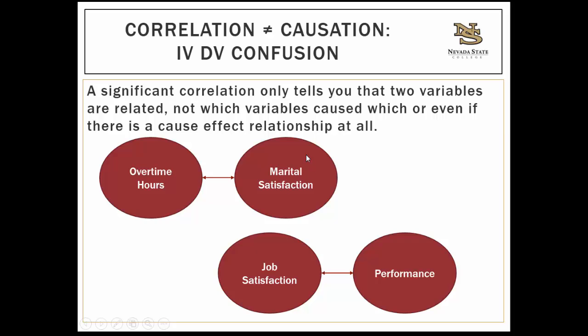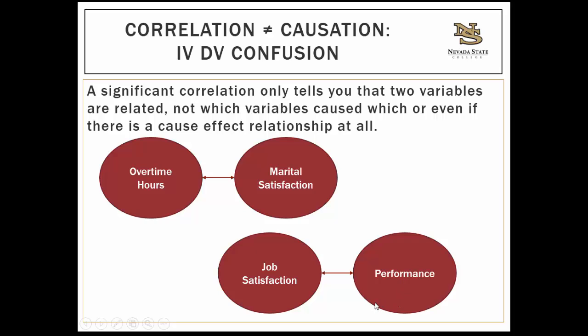Or maybe marital satisfaction is the independent variable. Let's get real negative and say that maybe you are dissatisfied with your marriage, so you work more overtime hours. So there's a negative relationship, but it's not because more overtime hours leads to less marital satisfaction. It's because less marital satisfaction leads to staying at work. You're not trying to come home and be with that spouse that you're not very fond of. So that's IV-DV confusion.